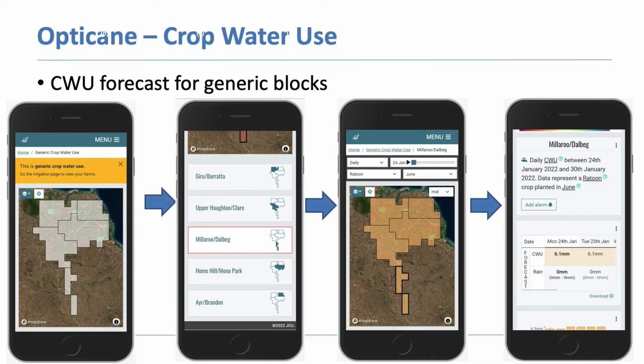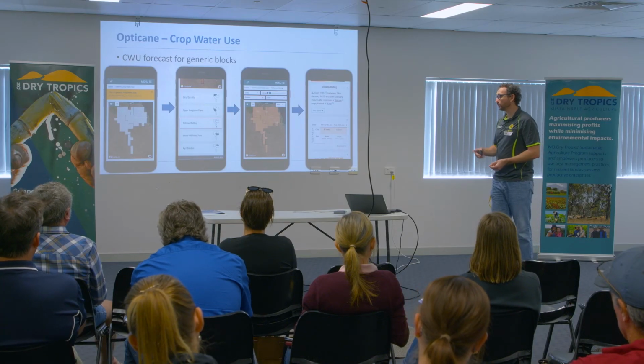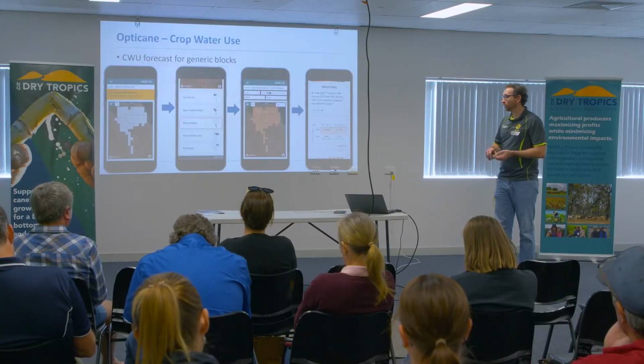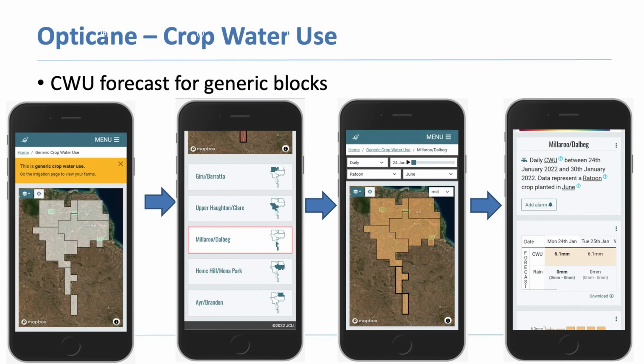One of the more involved tools that we got some really good feedback on was the crop water use forecast for generic blocks. You don't need your web account, you can just go in and have a look. It will forecast the amount of water your crop is actually going to need based on roughly when you planted and whereabouts you planted, so you can choose your region, whether it's a plant or a tomb crop, and then the planting date. We've used planting month, so June, July, August through.